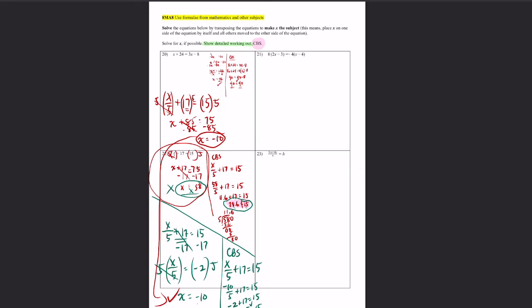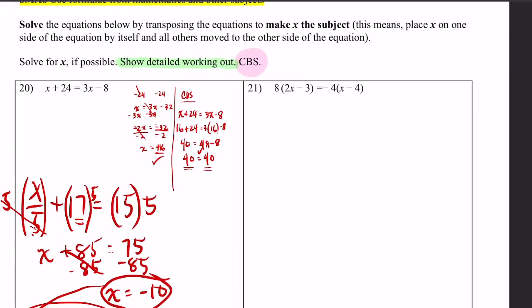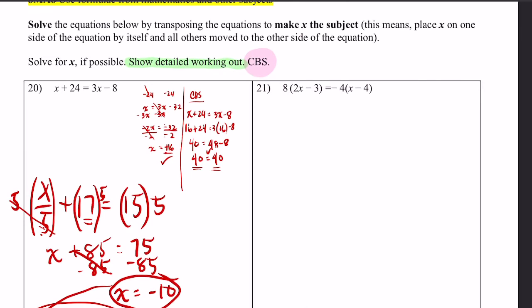So you can multiply, but it leads to mistakes. So add and subtract everything first before multiplying and dividing. Okay? So let's do number 21. This one you need to expand.